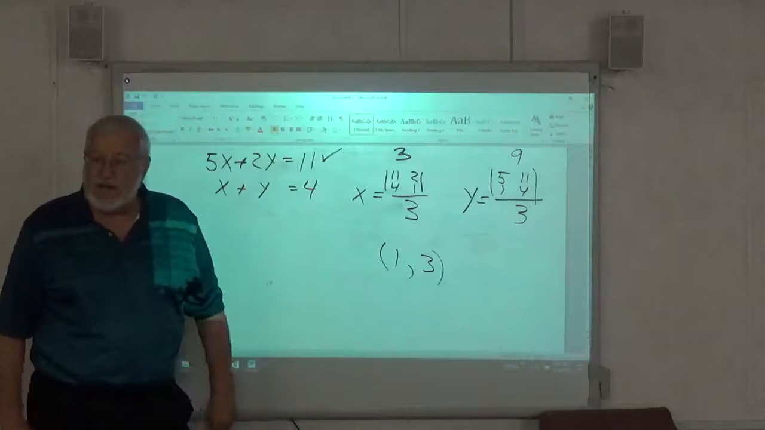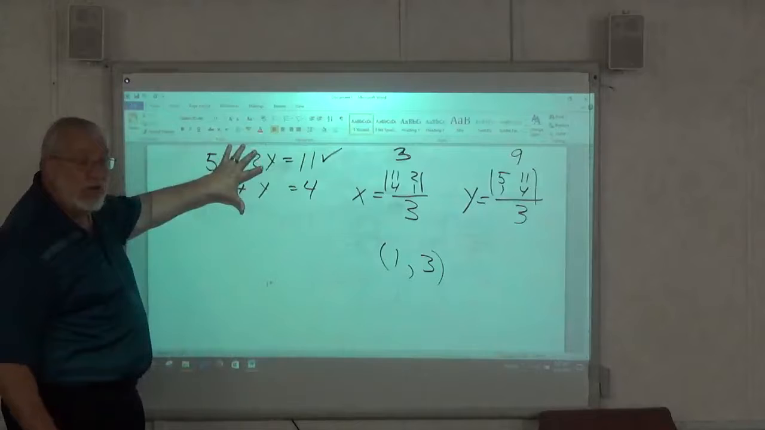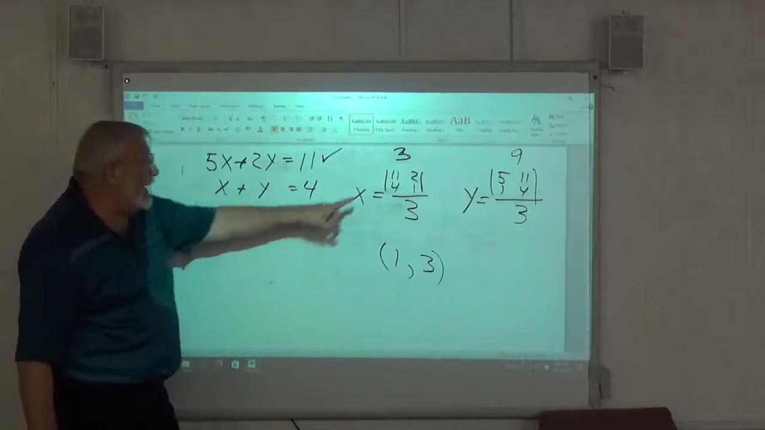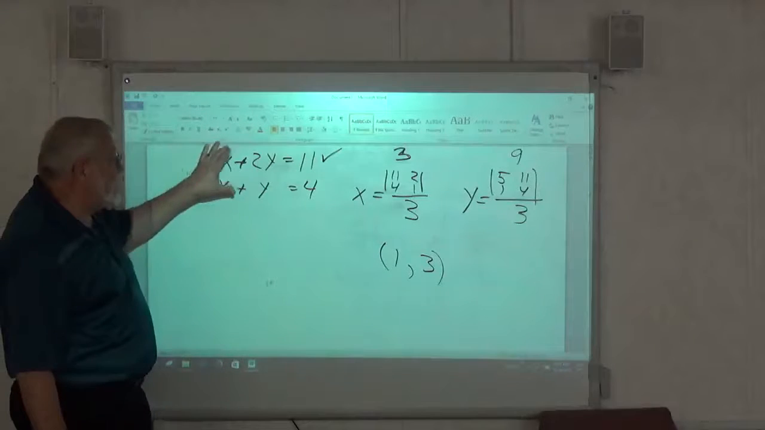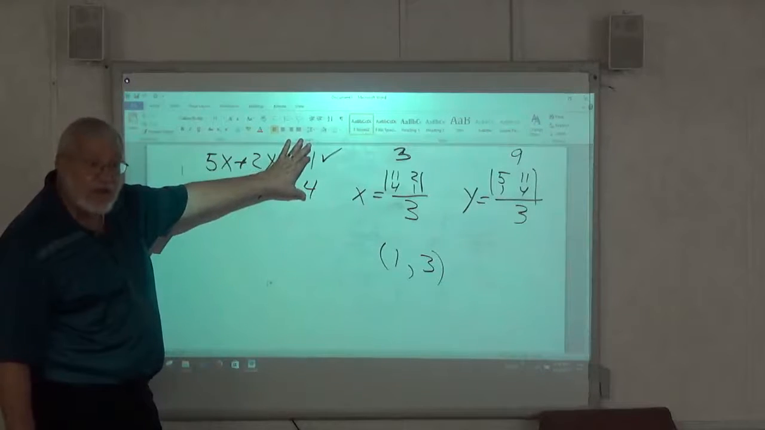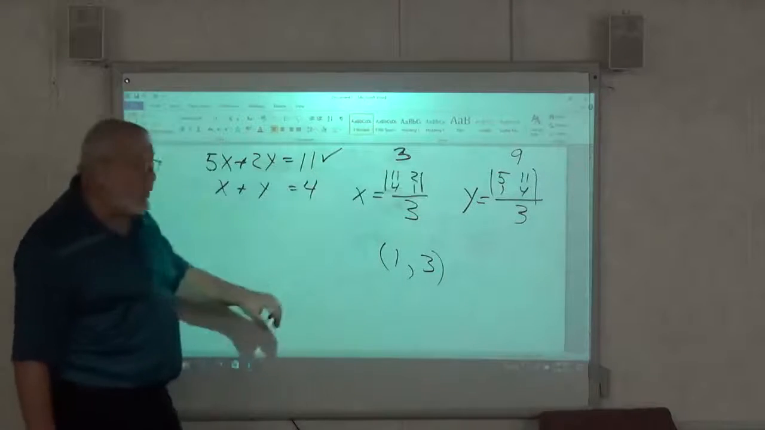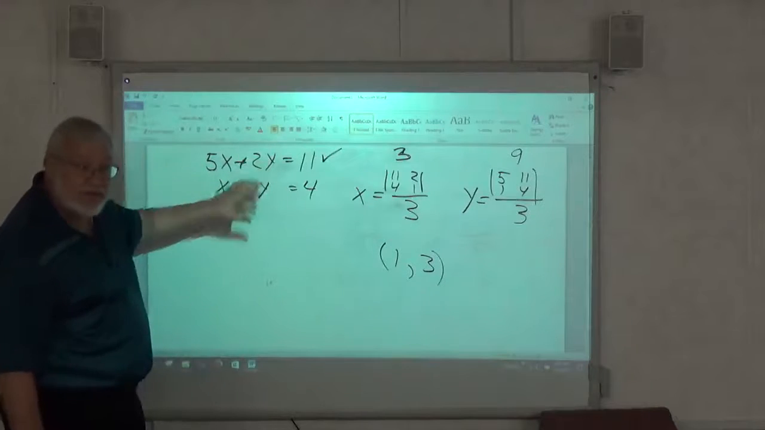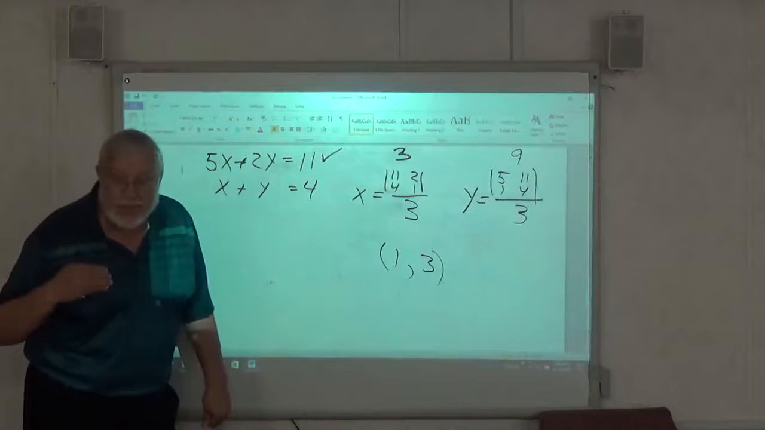So again, now tell me, how do you use Cramer's rule? How do you find the denominator? You use the determinant for this, right? How do you find the numerator for the x? You replace these two x values with the constants. And how do you find the numerator for the y? You replace these two coefficients with the constants. Right? And it's easiest to rewrite them.